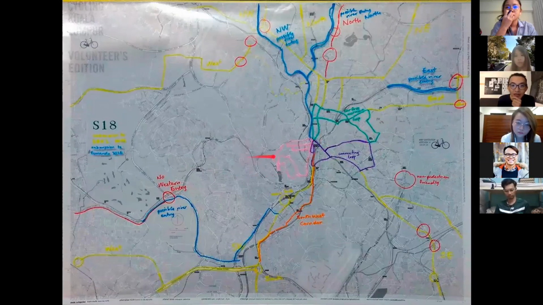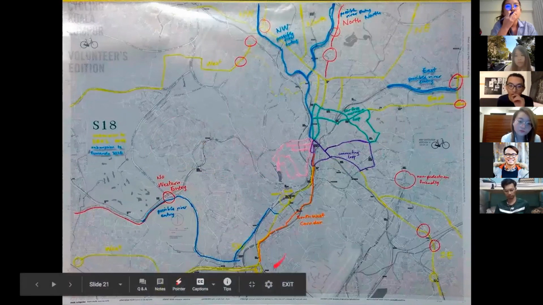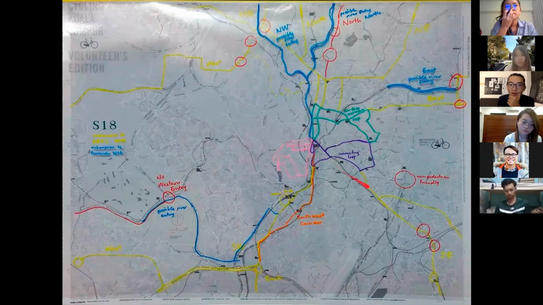And you can see that heading west is always a big problem because we have a lot of hills. So the only way to head west is only by Federal Highway further down south, or you have to go up north, which is through Monkera. So these are the findings that we gave and handed over to the City Council.